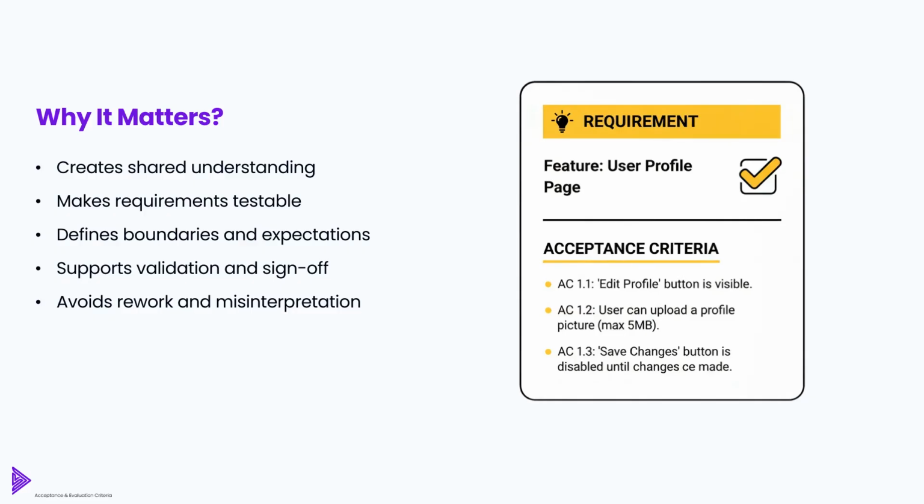Acceptance criteria are important because they remove ambiguity. They create a shared understanding of what done looks like, make requirements testable, and set clear boundaries. This clarity also helps with validation and sign-off, making sure the business and delivery teams agree before development starts. And the bonus? Fewer rework cycles because everyone knows exactly what to deliver.